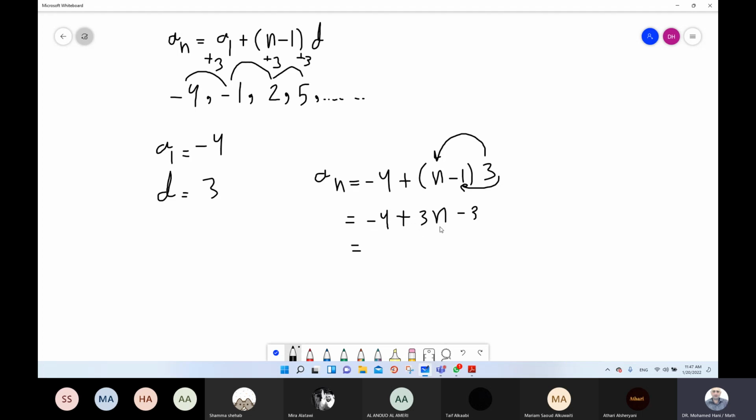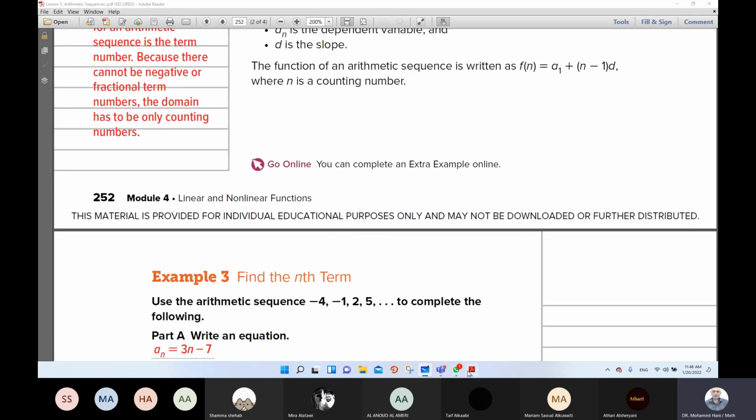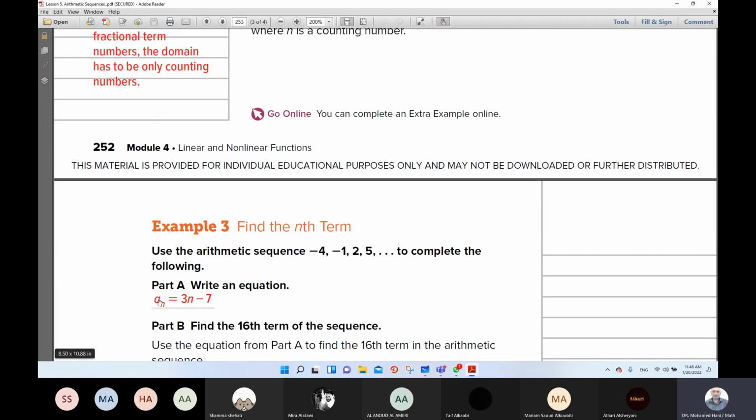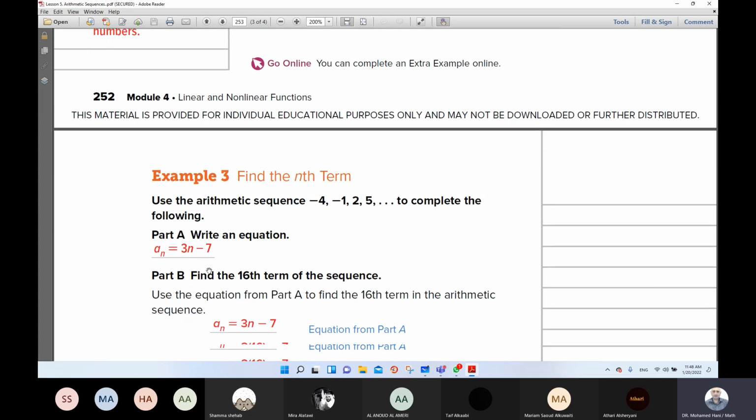We have here 3n, and negative 4 plus negative 3 will be negative 7. So an equals 3n minus 7. An equals 3n minus 7.